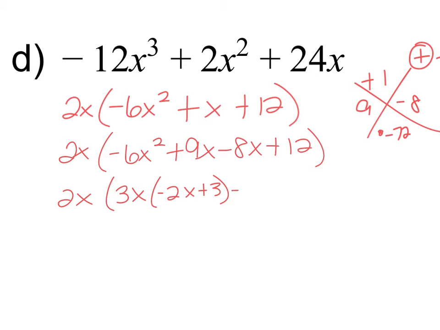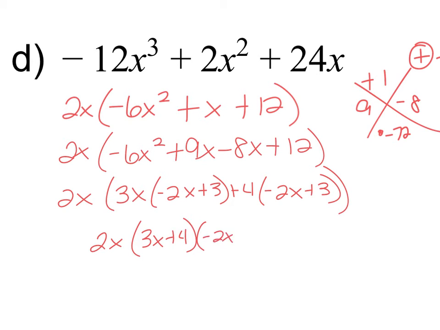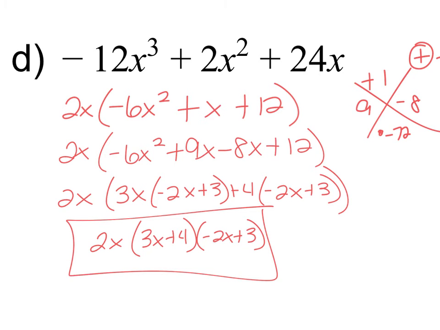And then on this one, looks like you can factor out a negative, actually I don't want to factor out a negative 4, I want to leave it at positive. 4 times negative 2x plus 3. If you would have factored out the negative version, you would have got a little bit different answer, and that's okay. Your signs would have been switched, and that's fine. It's still equivalent. So now we have 2x times 3x plus 4 times negative 2x plus 3. And there is our answer.